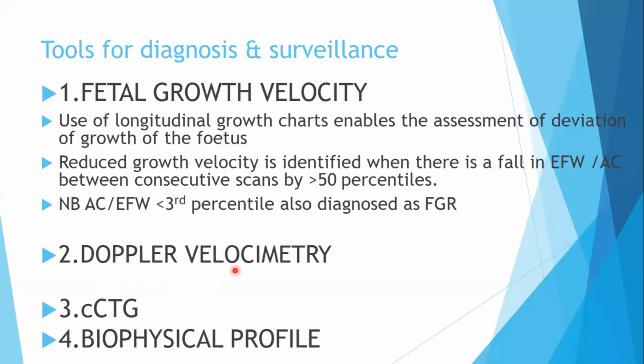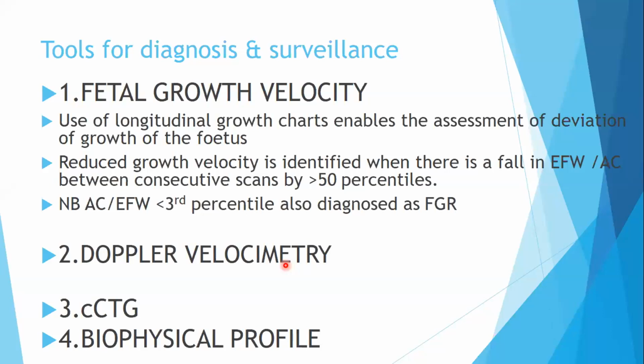Dopplers for Doppler velocimetry. Now, with fetal growth velocity, what it basically means is that you're going to measure the weight of the baby, the estimated fetal weight, serially. And when you do that, you plot the weight on longitudinal growth charts, which enables assessment of the growth velocity of the baby. And what we want to be aware of as we do this is whether there is reduced growth velocity, which we identify when the baby falls off its growth curve on 2 consecutive scans by more than 50 percentiles. What does that mean?